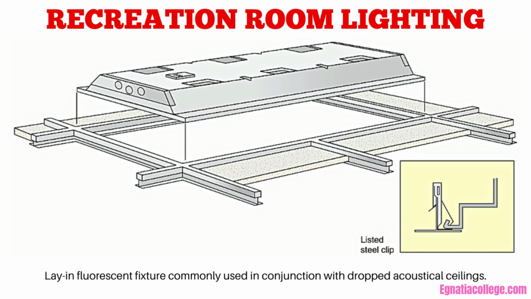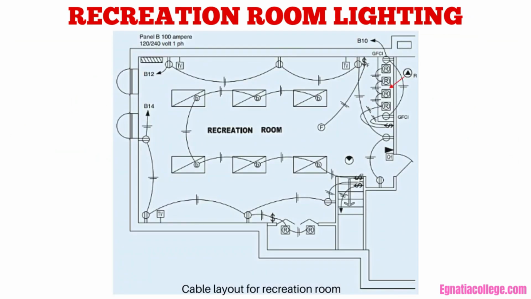A suspended ceiling is another type of ceiling finish often used in recreation rooms. A T-bar ceiling grid is installed below the ceiling joists. Fluorescent fixtures can be installed directly on top of ceiling T-bars. A typical suspended ceiling installation is shown in this figure. This figure shows a device and wiring layout.